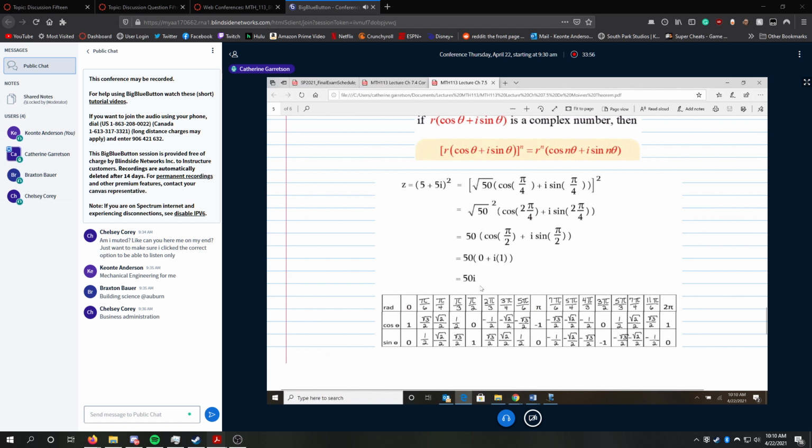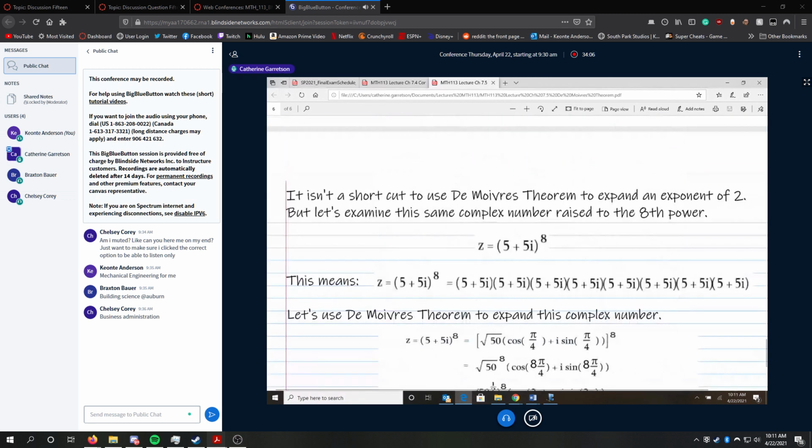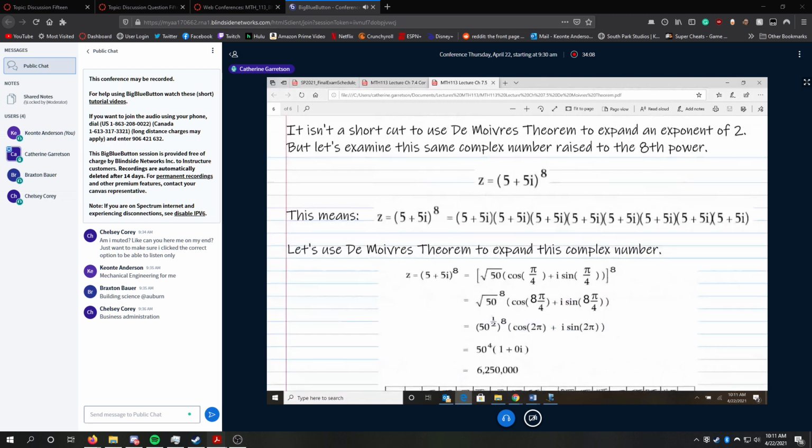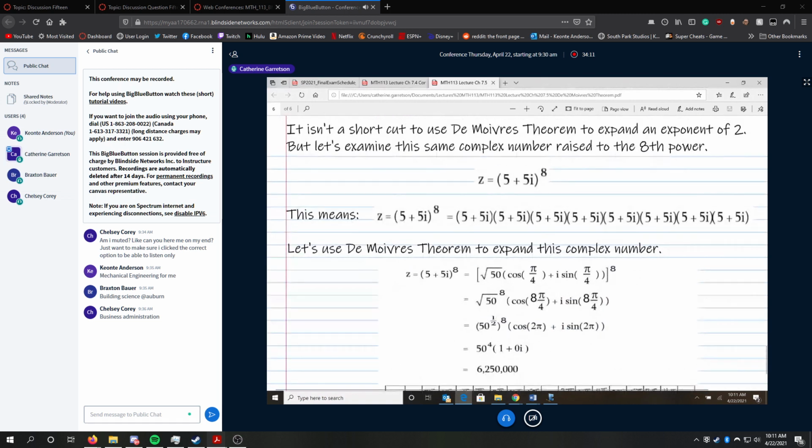So notice I do get the same answer. But again, I don't think I'd take the time to do this if I was just raising it to the second power. However, if I'm raising it to the 8th power, oh yeah, I'm going to use DeMoivre's. It's a French word, by the way. That's why it's pronounced kind of in an odd way to our ears, not odd to the French.